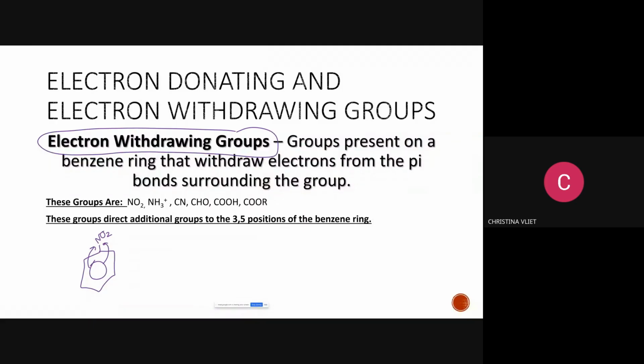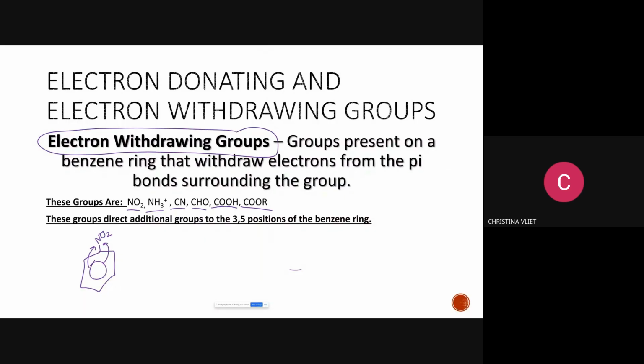There are certain groups that you just have to remember. NO2, that's the nitro group. Carboxylic acid, that makes sense to me because that's super electronegative, it's pulling electrons out. Esters pull electrons out. Nitriles, aldehydes, and then NH3 plus. These are what we call the electron withdrawing groups.